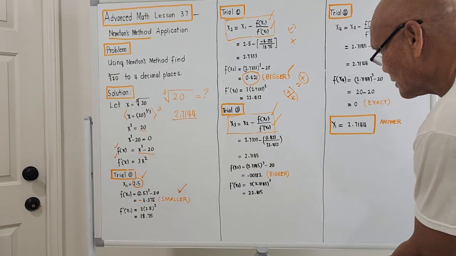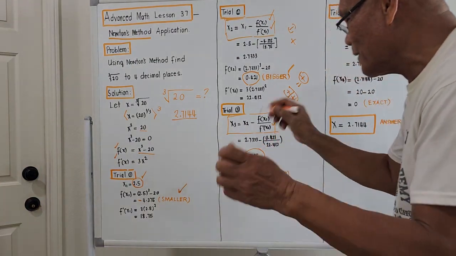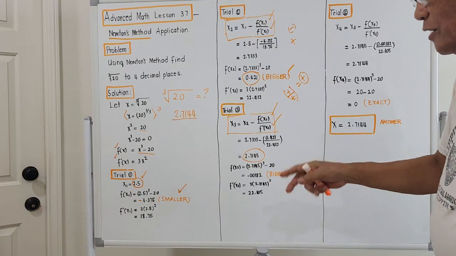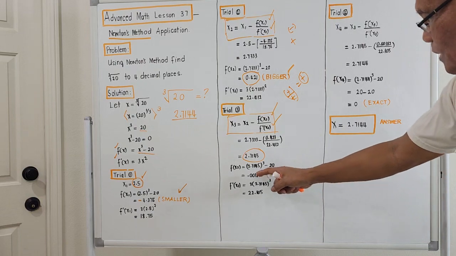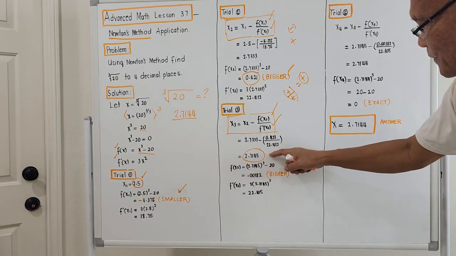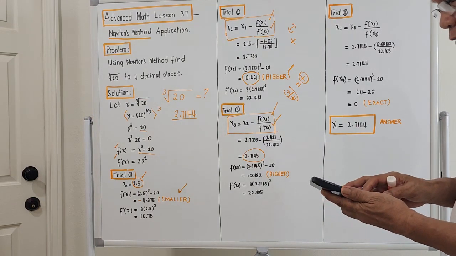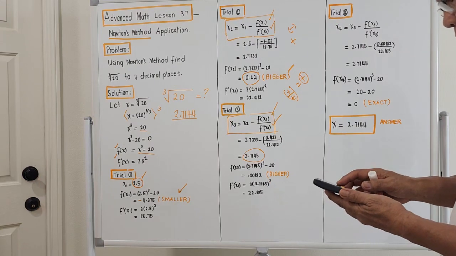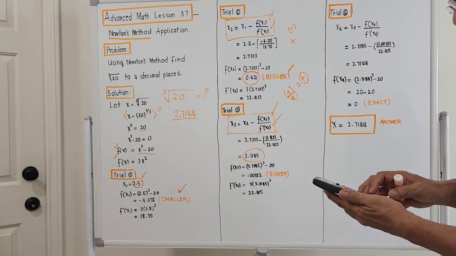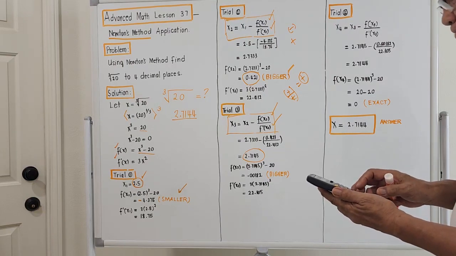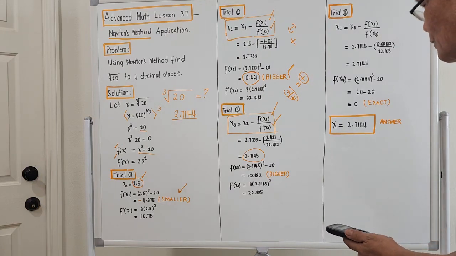Okay, let's check if this value 2.7145 is now the correct value of x. And how do we verify that one? You just substitute this one to function of x. So this will be 2.7145 raised to the third power minus 20. Hold on. 2.7145 to the third power minus 20. What comes out is 0.00182.